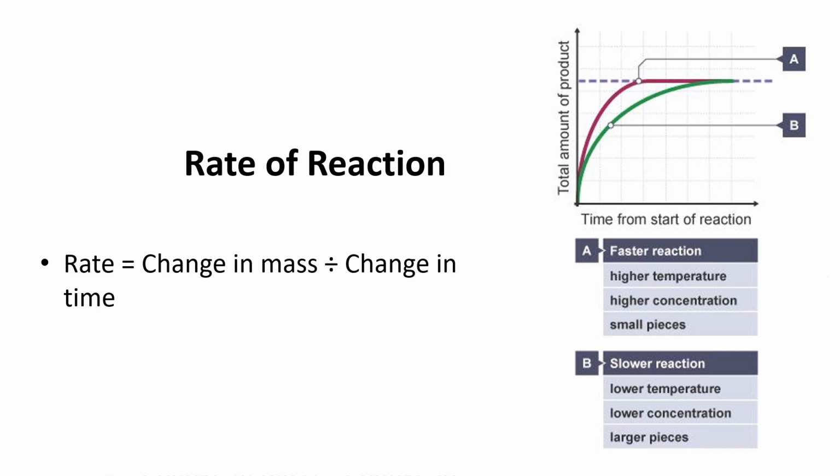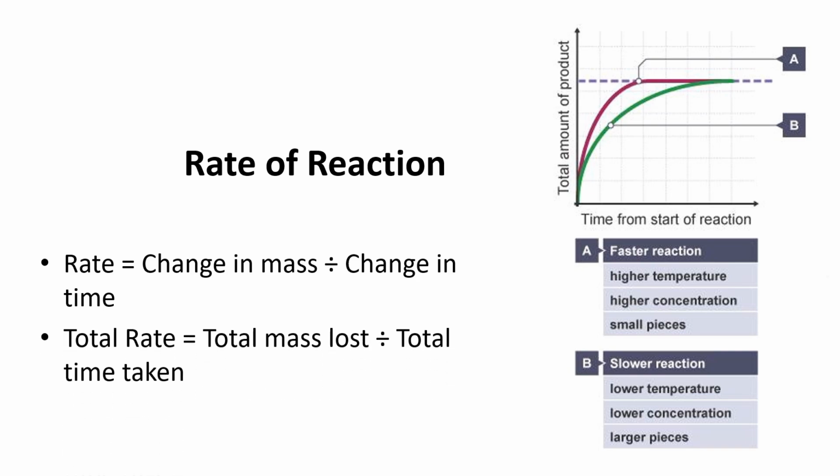Instantaneous rate of reaction is necessary. You might be given a given period in the graph to calculate the rate of reaction. Formula: rate equals change in mass over change in time. Rate of reaction for the whole reaction: rate equals total mass lost over total time taken.